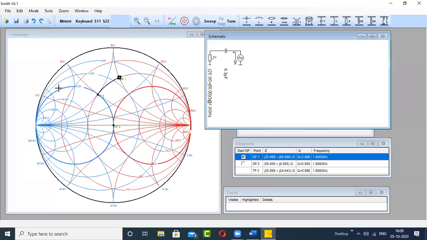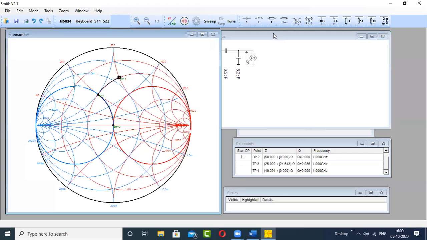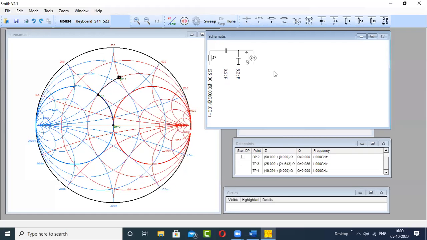Now once you have reached this blue circle, which is passing through the center of the Smith chart, you can take the help of another component and reach the center. This time you are moving in the clockwise direction on the Y chart. So once again C is required, but this time in shunt.